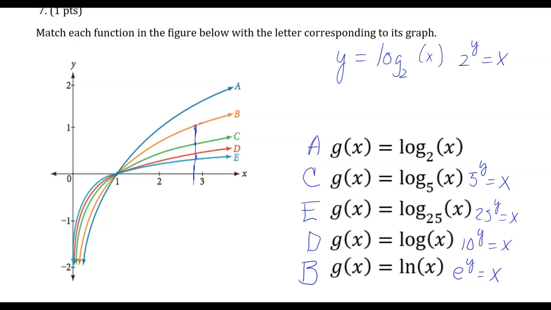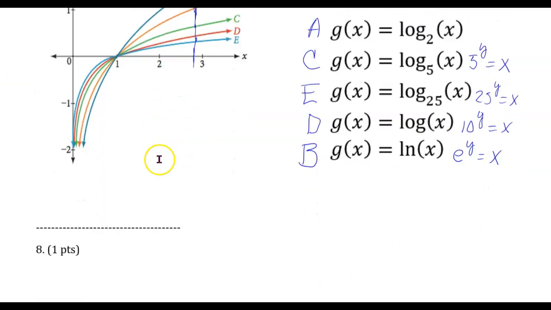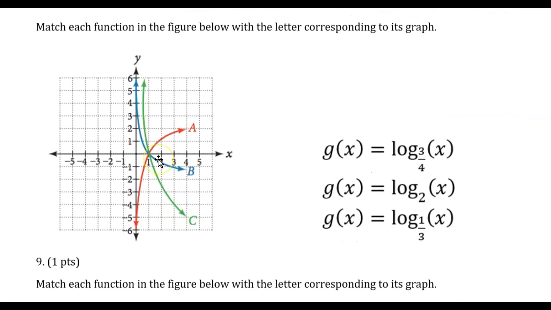problem. Before we do that, though, let's notice what happened. The ones with a smaller base go up faster. The ones with a larger base are stretched in the horizontal direction and go up more slowly, but when they approach down here, they go more rapidly. Let's now look at the next problem.